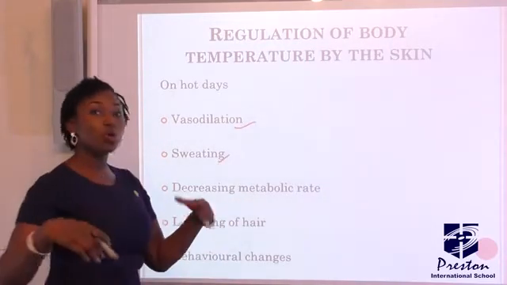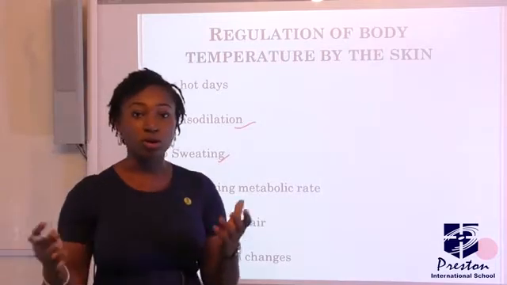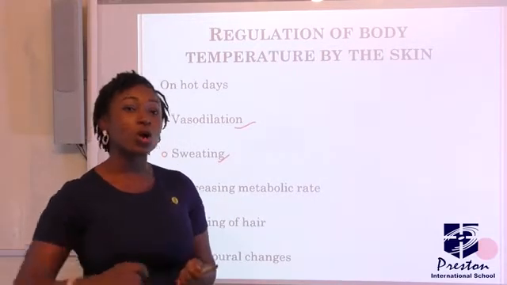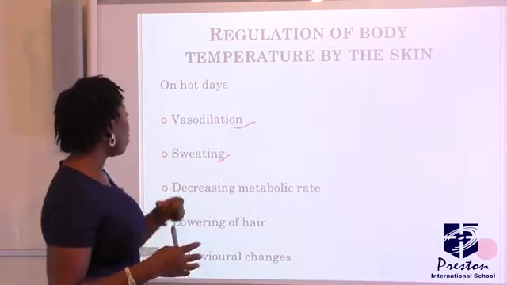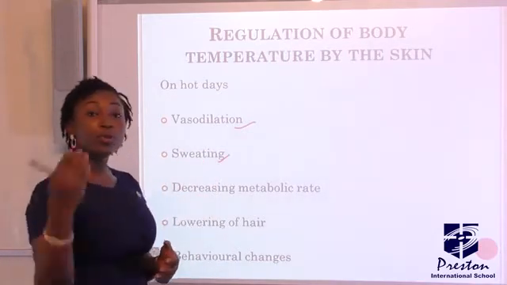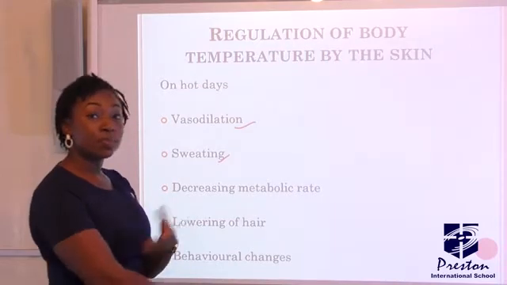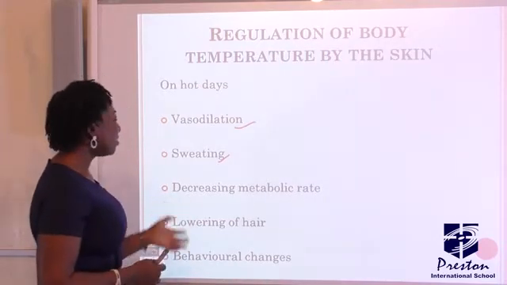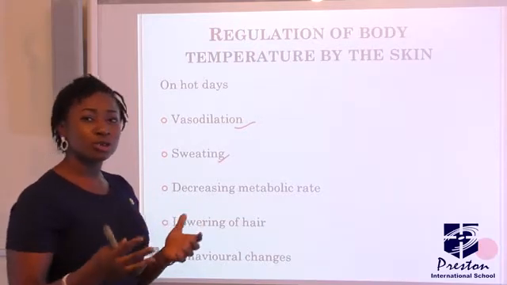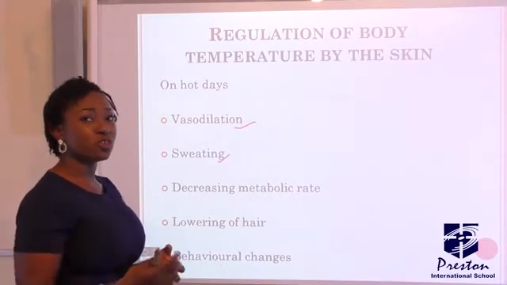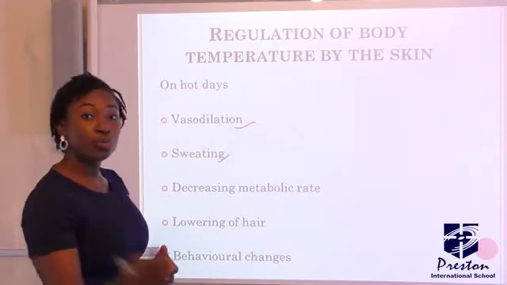On hot days, you all agree with me that we sweat a lot. The sweat glands become very active and produce lots of sweat from the skin pores. Then there will be decrease in metabolic rates. You will not want to stress yourself because the more you stress yourself, the more heat you produce.